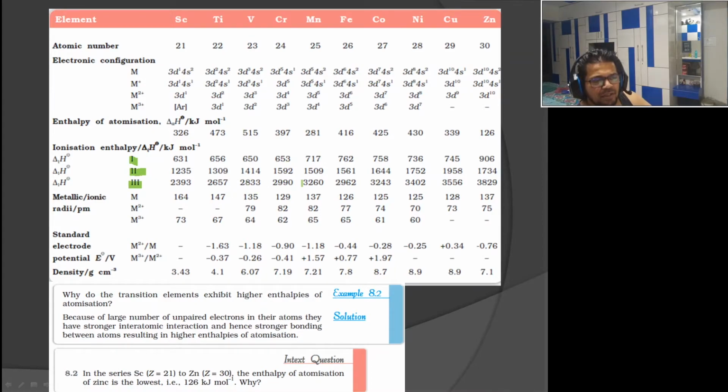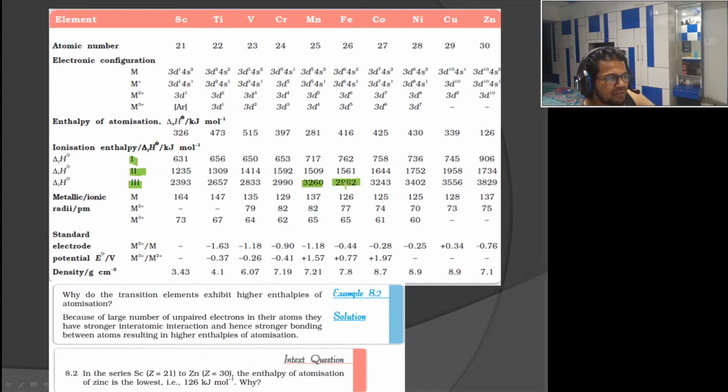For example, in Mn, if you observe, look at that variation, how it is increasing over there. And the Mn value is slightly more and Fe is lesser compared to that. So these variations are what will be observed over there. Alright. So in the third IE, these are the exceptions to be observed.